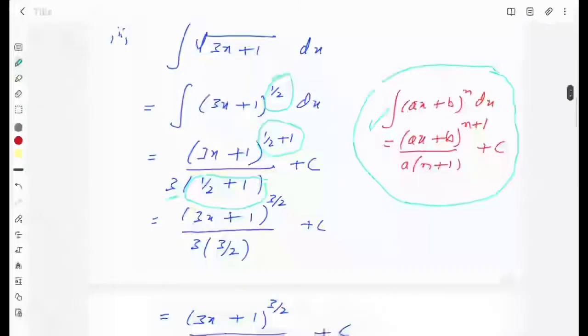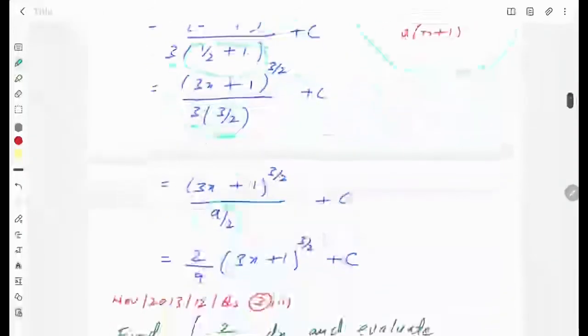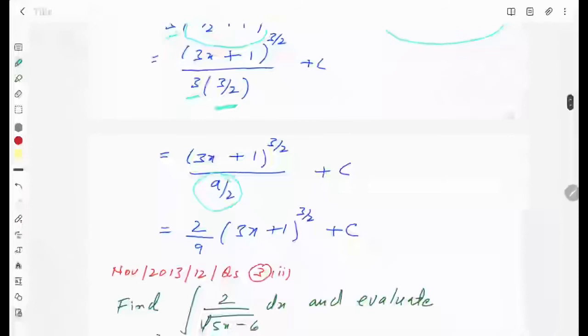Now simplification is required. 3x plus 1 raised to the power 3 over 2. The same 3 over 2 will come in the denominator, multiplied by this 3. You can simplify the denominator. This will become 9 over 2. And you can flip 9 over 2 as 2 over 9. So 2 over 9 times 3x plus 1 raised to the power 3 over 2 plus c. C is a formality, an arbitrary constant. So this is your final answer.